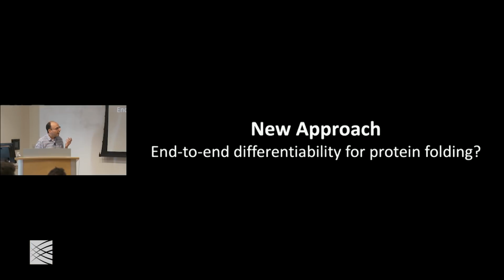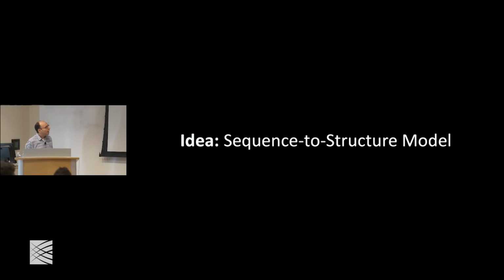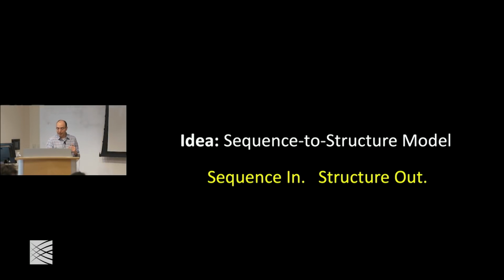And so the motivation for this work was this question of whether the same kind of paradigm could be brought to bear on the problem of protein folding. Can one bring this idea of end-to-end differentiability to protein folding and do for protein structure prediction what's been done for computer vision and natural language processing and elsewhere? So the basic idea is to build a sequence-to-structure model where one takes sequence as input and spits out structure as output.